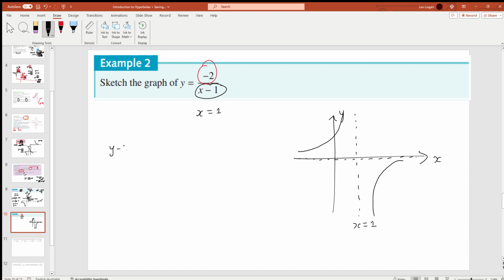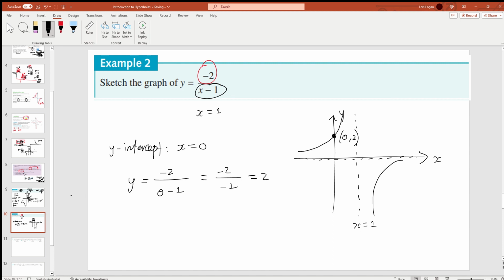So the y-intercept is when x is equal to 0. We substitute that into our equation here. So we have y equals -2 on 0 minus 1. So we'll have -2 on -1, which is +2. So that point there is 0, 2. And that's all we really need to label this graph here. That's about it, because no other translations have occurred. There's no vertical, only a horizontal and a reflection.